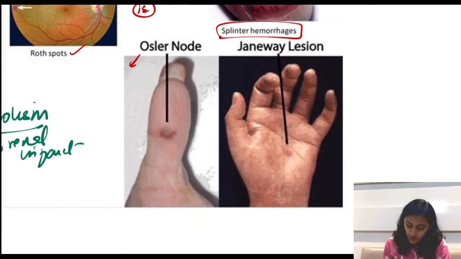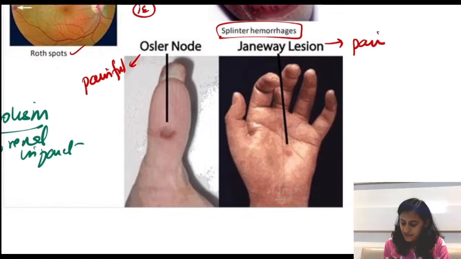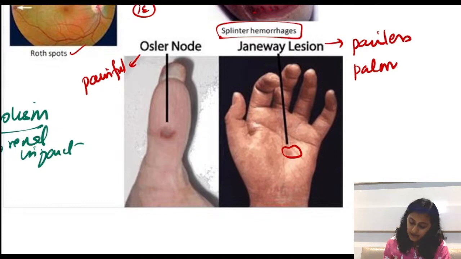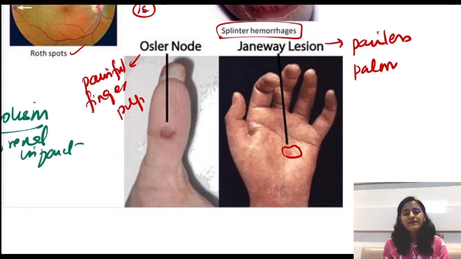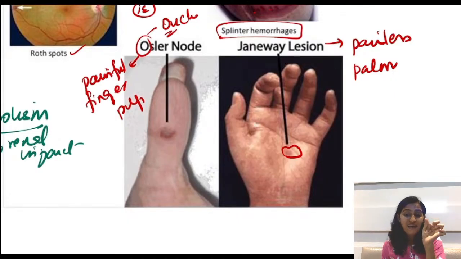So remember that Osler's is painful, Janeway's is painless. Look at where the lesion is. Janeway's is in the palm and Osler's is in the finger pulp, right? Finger में basically होता है. So remember, Osler's में the patient says ouch, ouch. Osler's is ouch, ouch. So it is painful and it is on the finger.